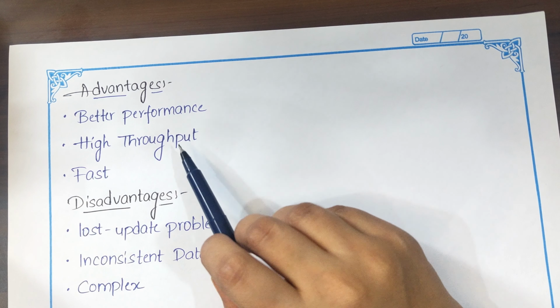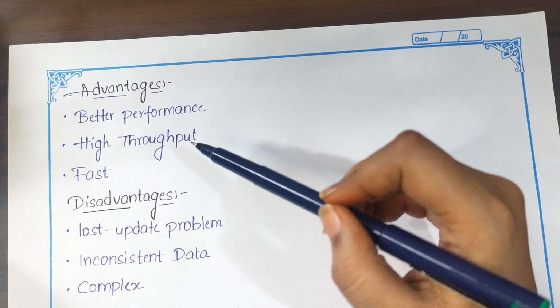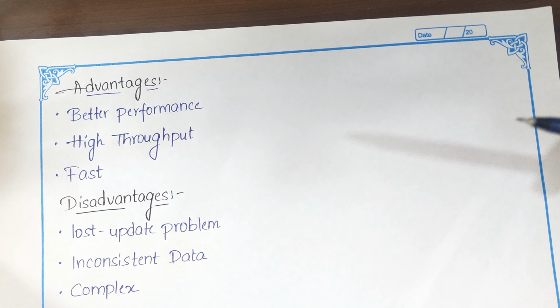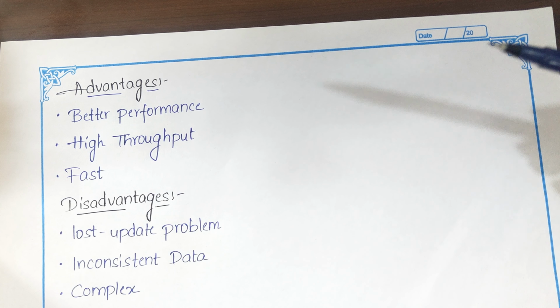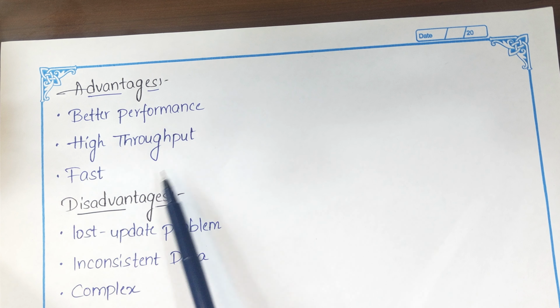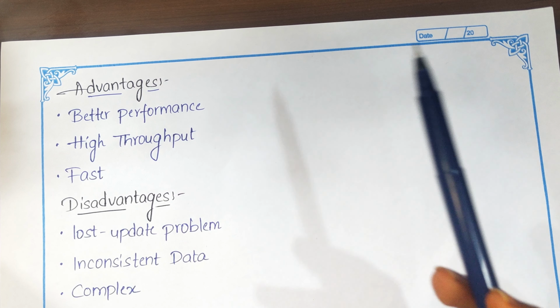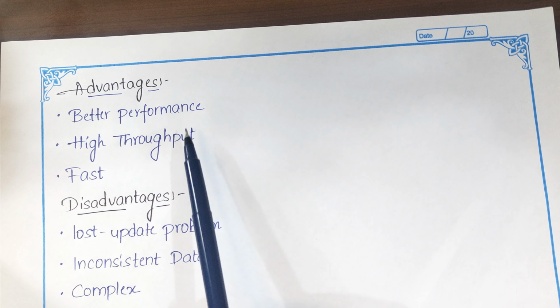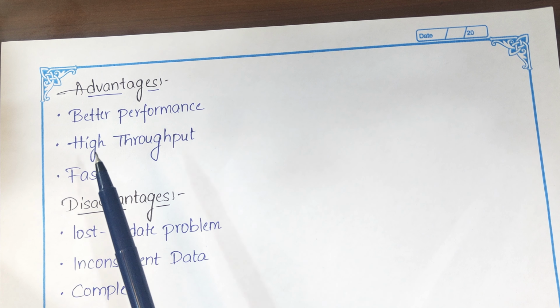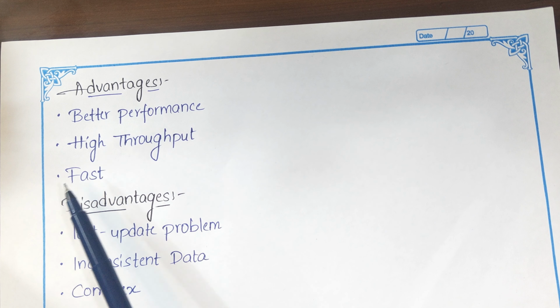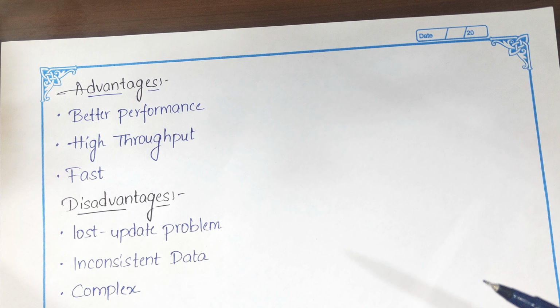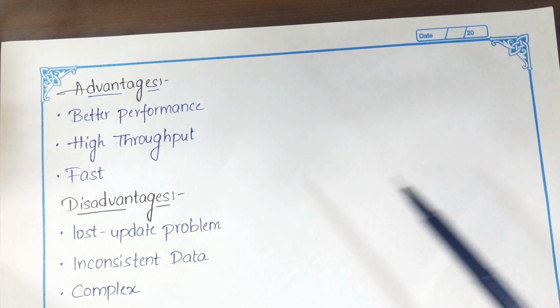Advantages: better performance because all those things work simultaneously, so the overall performance of the database will also be improved, right? High throughput. As I said, throughput is nothing but the number of transactions happening in a single amount of time. There will be more transactions in a single time, so it will be high. And fast, because a lot of transactions are happening simultaneously.